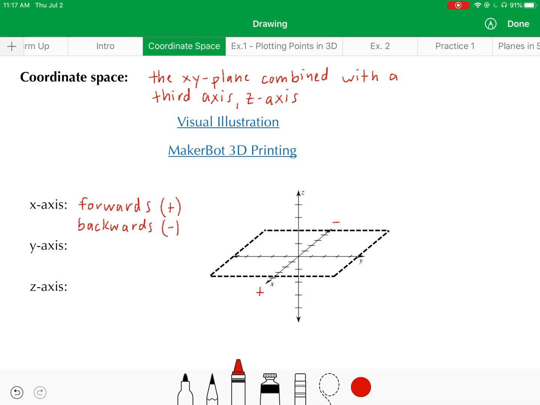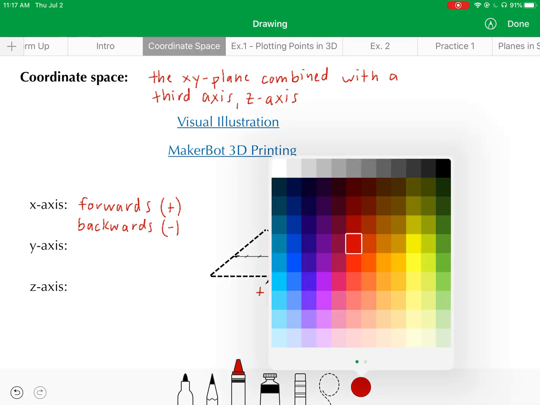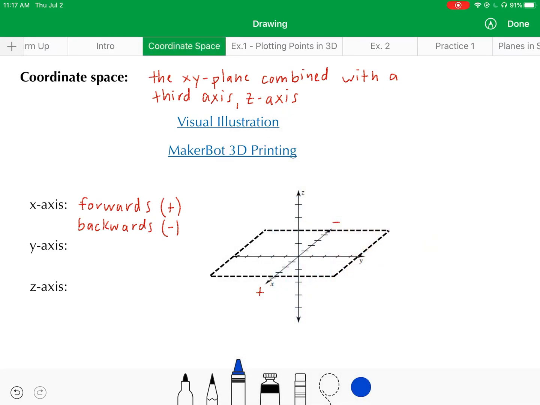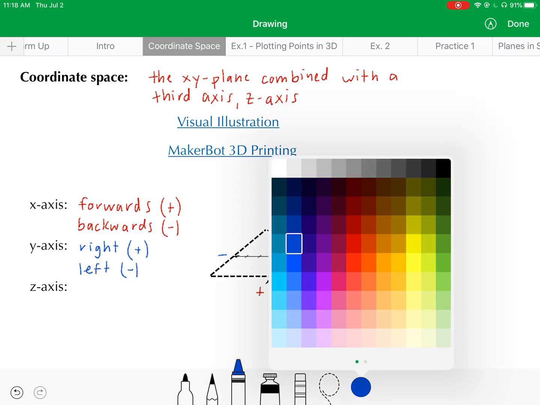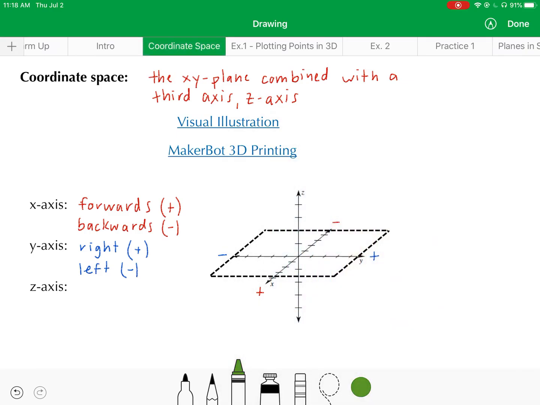Now it's your y-axis that's controlling right and left movement, which is different than how it is in the coordinate plane, right? So this would be the positive side of the y-axis, and then going to the left would be the negative side. And then finally, the z-axis is going to control your up and your down movement. So up, of course, is positive. That would be right here. And then down is negative.